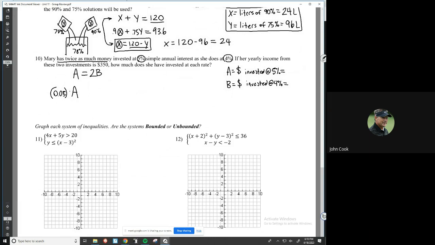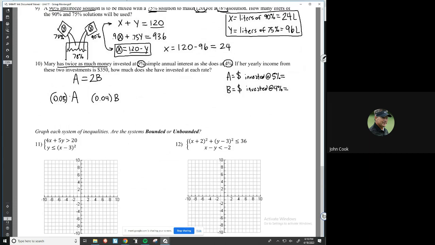So I don't know what A is, but that's how I'd figure out how much money I get from that particular investment. I do the same thing with B. So I take B and multiply it by 4%, so 0.04. And that would give me the total from B. And if I added those two together, that's how much I get at the end, $350.